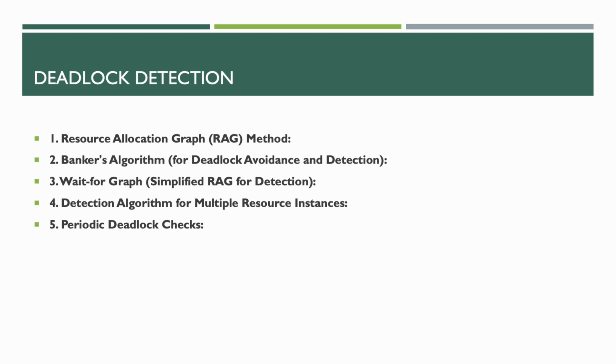Fifth is periodic deadlock checks. Some operating systems perform scheduled deadlock detection at intervals. This prevents long term system halts and allows for deadlock resolution strategies such as terminating or rolling back processes.